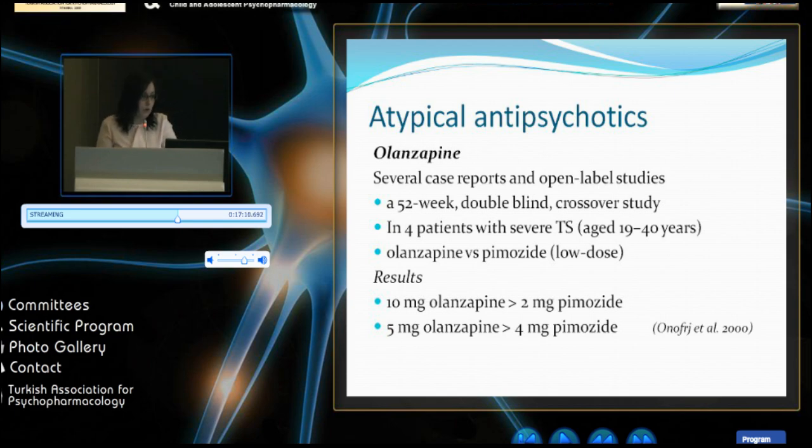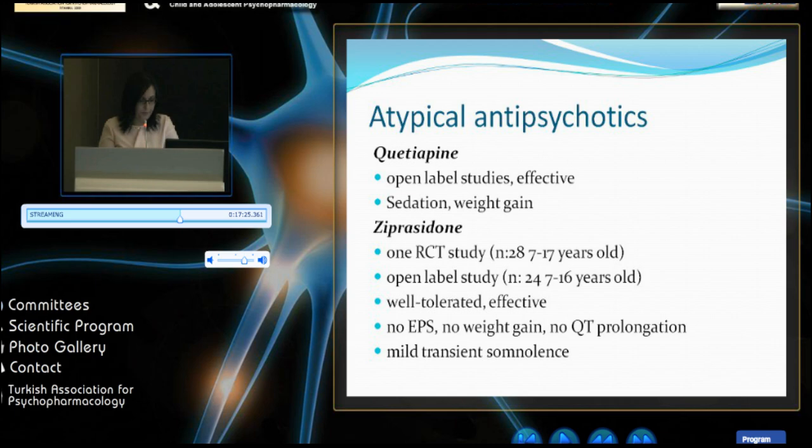The studies on olanzapine are usually open-label studies, and there are several case reports on them. In a 52-week, double-blind crossover study, pimozide and olanzapine were compared, and both dosages of olanzapine were superior to pimozide. And quetiapine is found to be effective. These are open-label studies, and they are usually given at 200 milligrams a day. However, it has some adverse effects like sedation and other metabolic effects like weight gain.